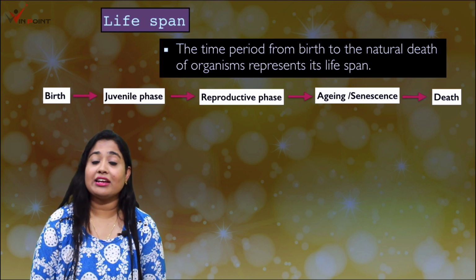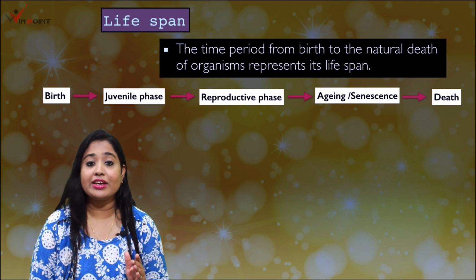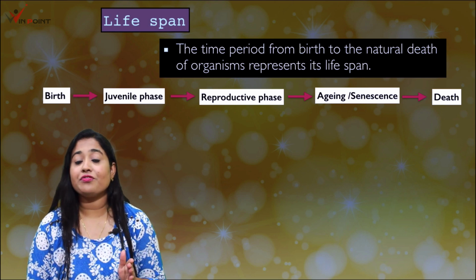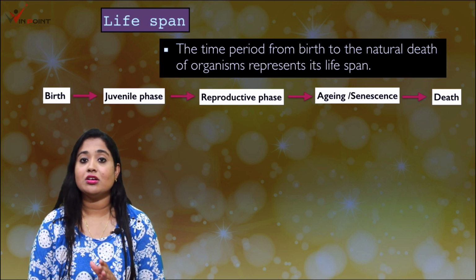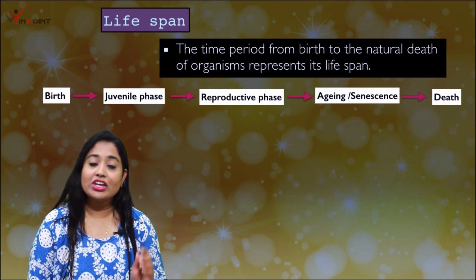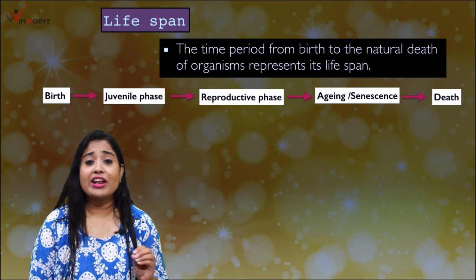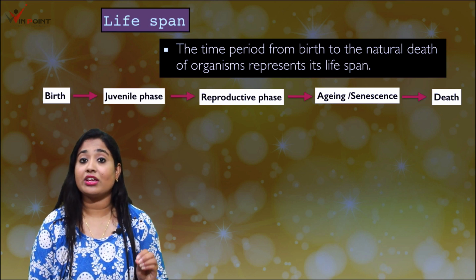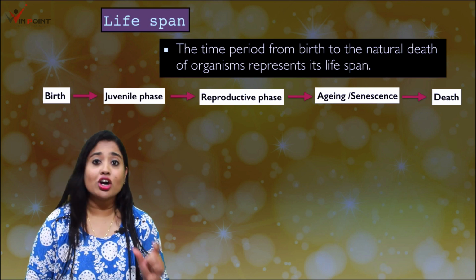So the lifespan is from birth, the time period from birth to the next stage, that is juvenile phase, to the reproductive phase, to an aging or senescence, to the death. So the time period from the birth to the natural death of any organism is called as lifespan. There are variety of organisms. These organisms have different lifespans. There are organisms which have shortest lifespan.